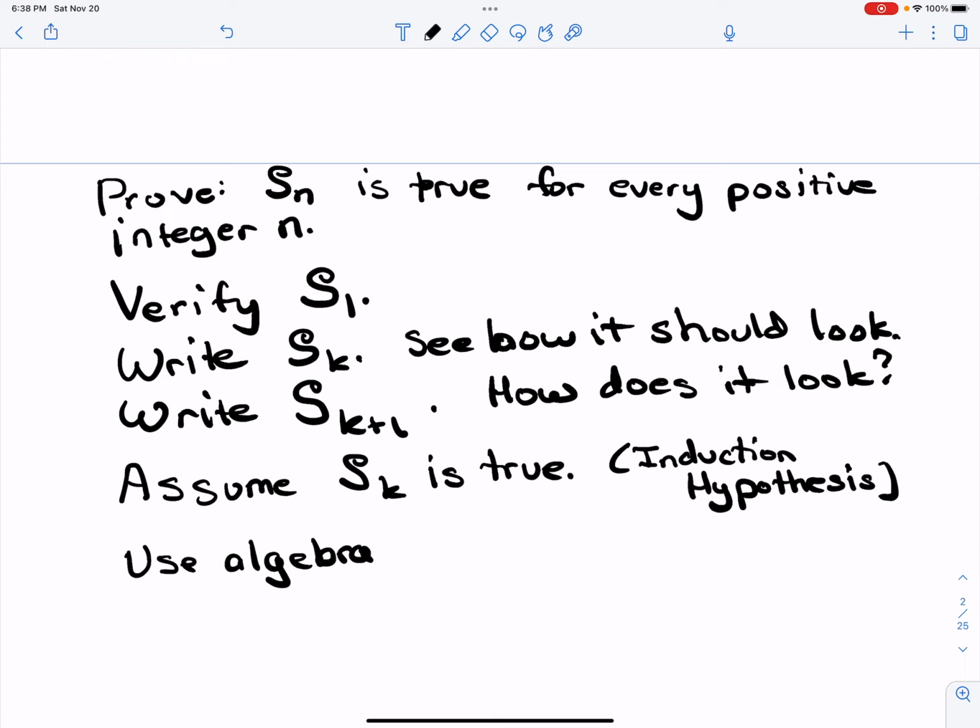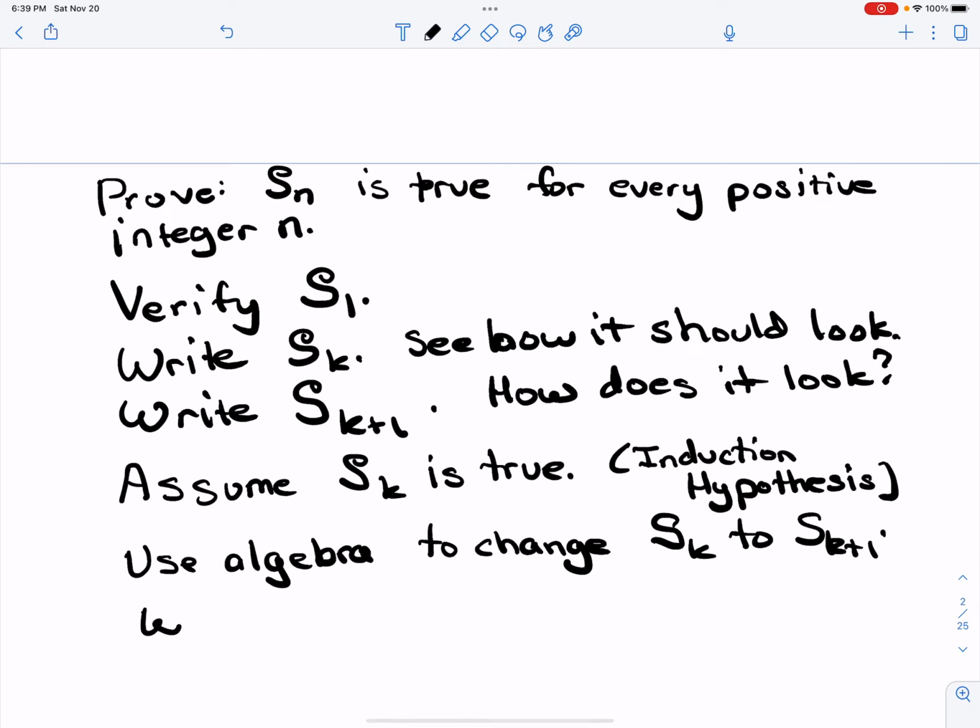Sometimes you have to start recognizing patterns or find clever ways to manipulate things. But use algebra to change S sub k to S sub k plus 1. And if you can successfully do that, if you can use algebra to change S sub k to S sub k plus 1, then you've proven that it works. So then you write a conclusion and tell people, hey, this works based on my findings here, based on my process. And there you go. And that's it.